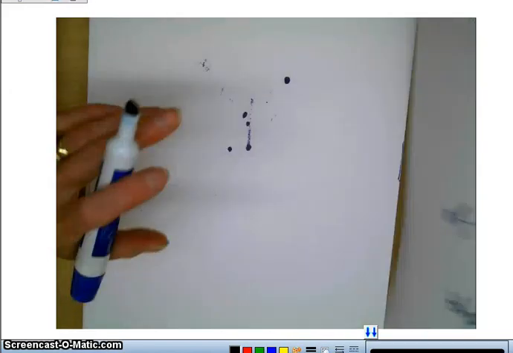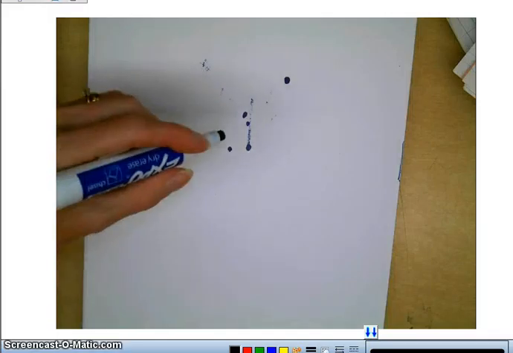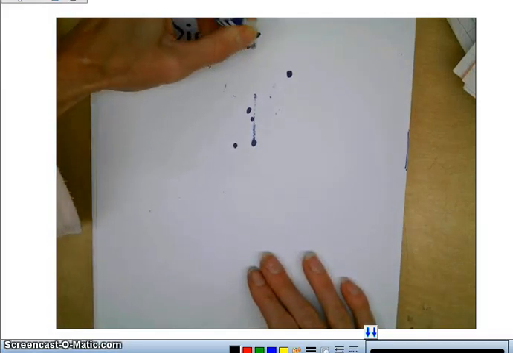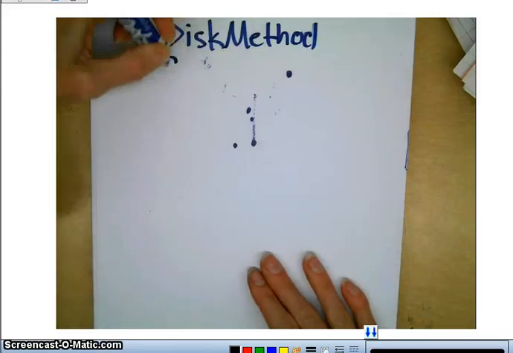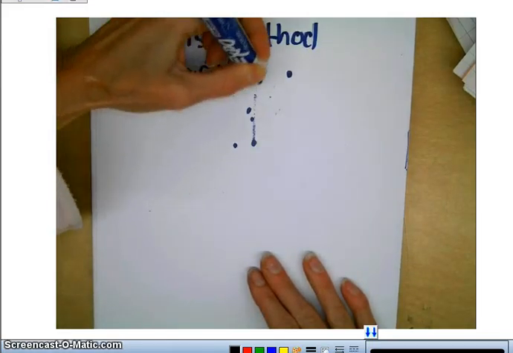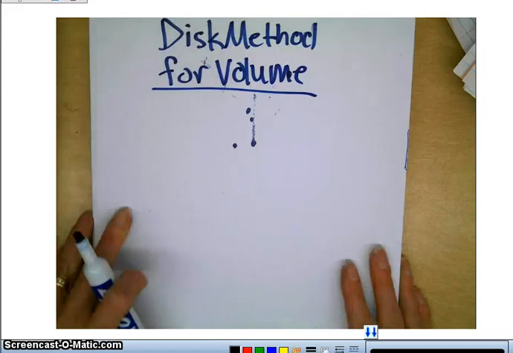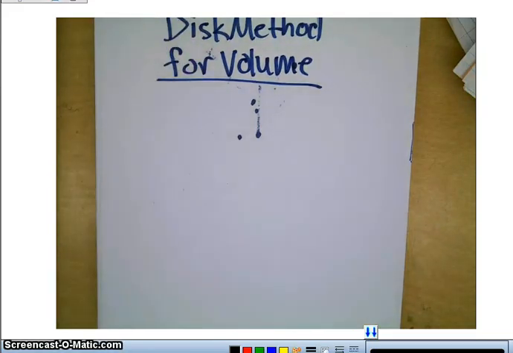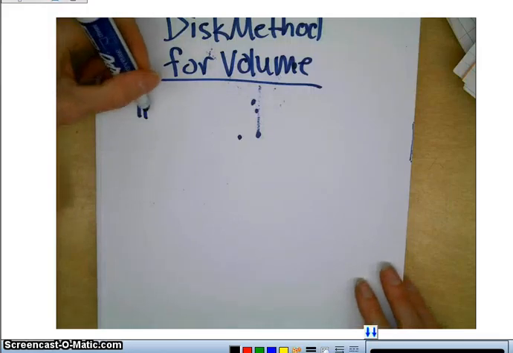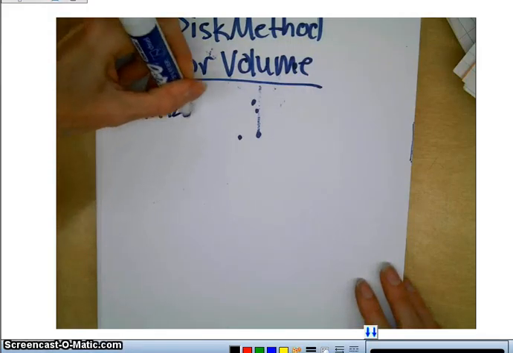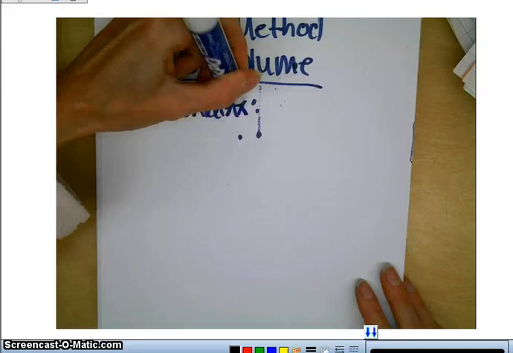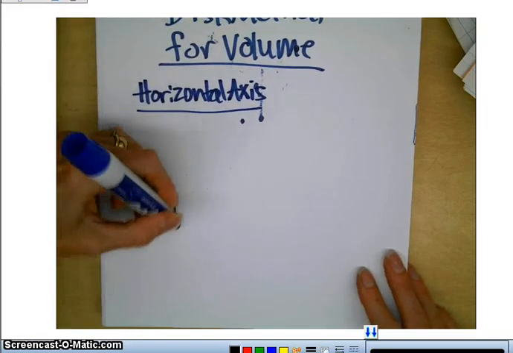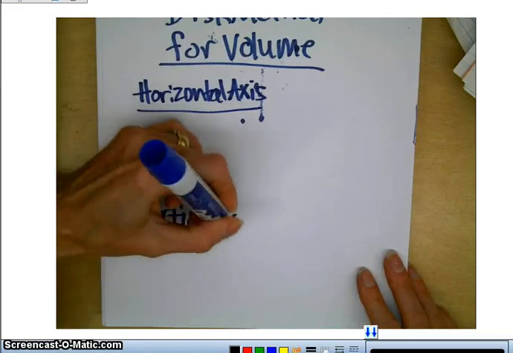So the formula for finding the volume using the disk method for volume would be, and there were two different axes of revolution. This is the horizontal axis of revolution, and then there is also a vertical axis of revolution.